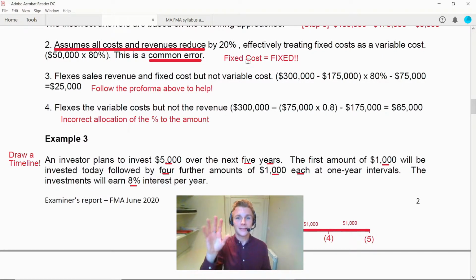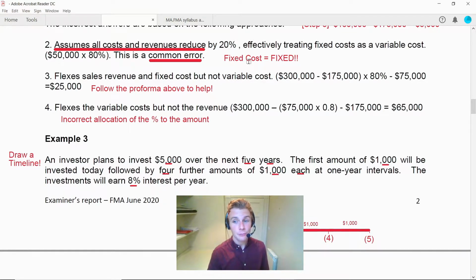If you're not aware that fixed costs are fixed, you are most likely not going to pass this exam. So one thing to make sure you've highlighted, and on points 3 and 4 I've got on there, follow the pro forma, and then the incorrect allocation of the percentage as well. If you can understand the pro forma that we had, the revenue, less your variable costs, gives you your contribution margin, then deduct off your fixed costs is going to give you your profit or loss. The pro forma's up above, rewind the video, go and find it, it'll help you.